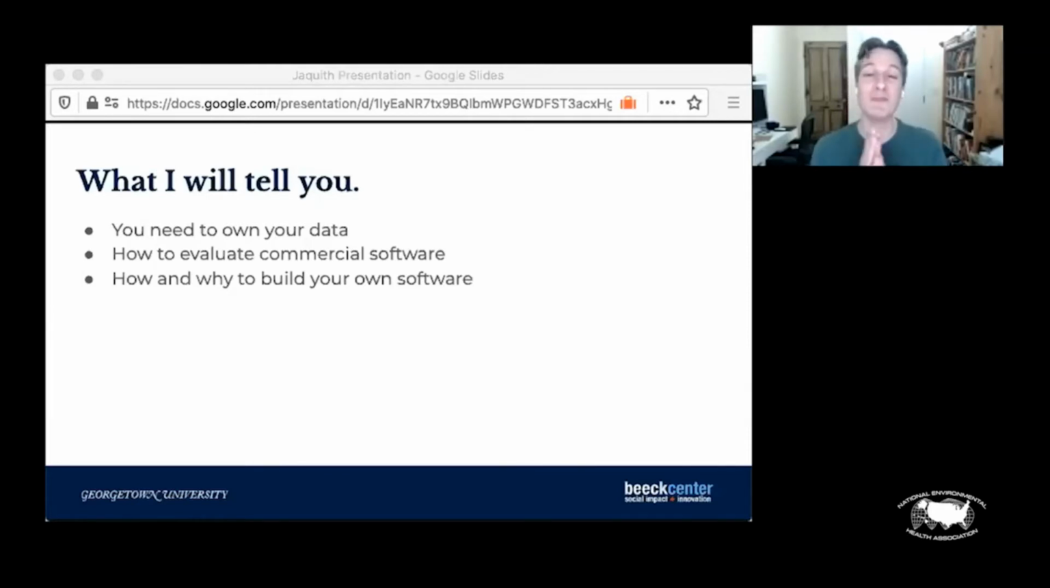Just to enumerate what's on the screen, number one, I want to tell you about why you need to own your own data. Number two, I want to talk to you about how you can evaluate commercial software to know if it's going to allow you to own your data. And then number three, how and why to build your own software, which might sound like an unrelated leap, but hear me out. These are related.